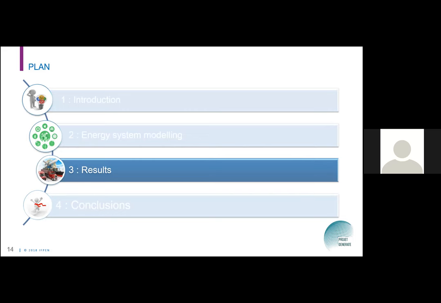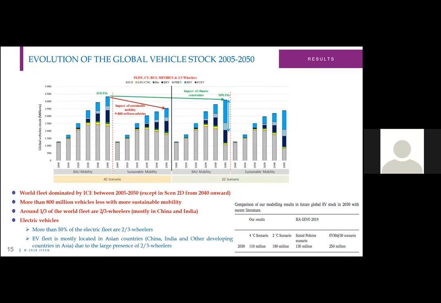So in terms of result, we derived the evolution of the global vehicle stock between 2005 to 2050. And we can see the evolution, for example, and the impact of the climate targets or the mobility shift. So for example, if you are taking these two parts in the same scenario, in the 4 degree scenario, the impact of sustainable mobility will allow us to have more than 800 million vehicles less by 2050.